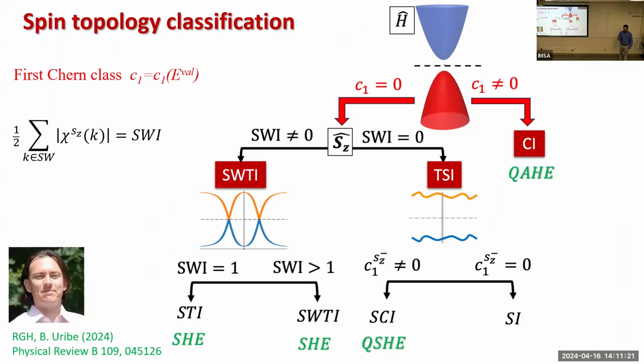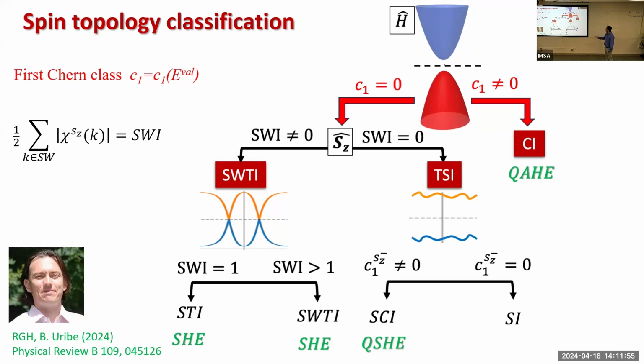Let's classify the material with these spin topological indicators. We can start with the material. Obviously, we need a bandgap, or at least a separation of the valence and conduction bands. And we can split for this: if the first Chern class is different from 0, we could have a Chern insulator. We could have a topological material. If we have a spin Weyl indicator equal to 0, we don't have spin Weyl points in the spin spectrum.